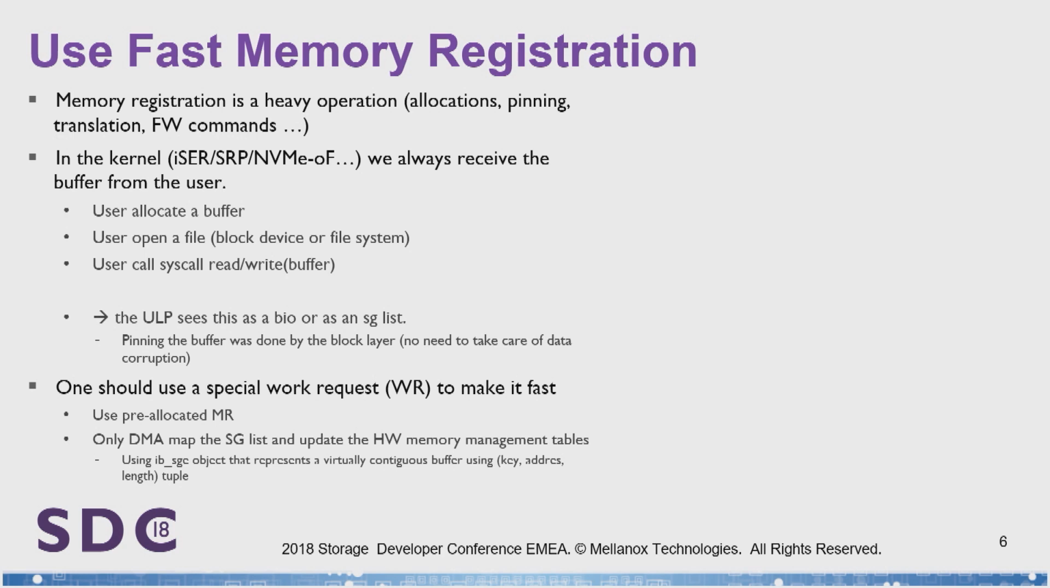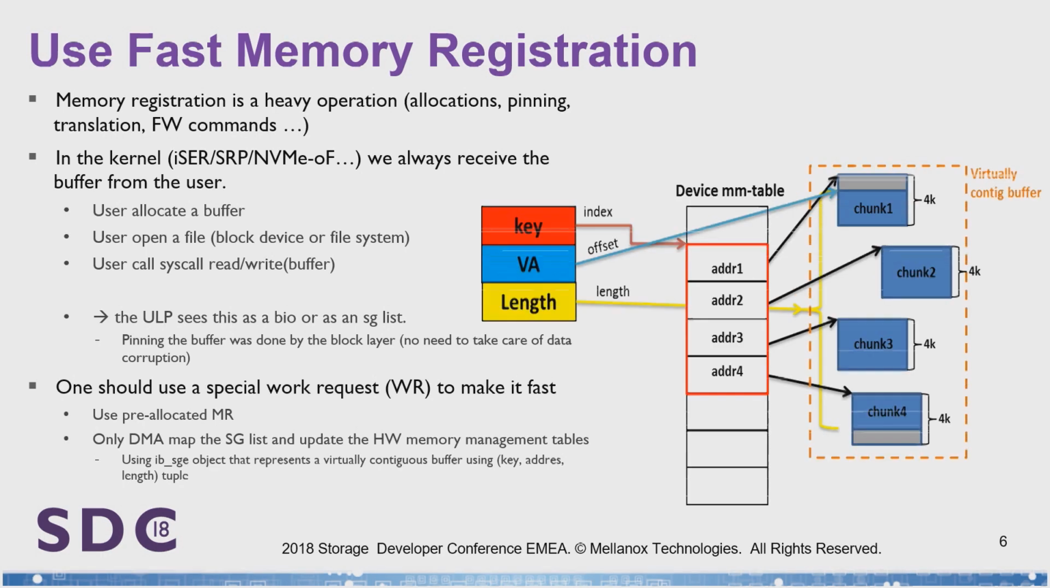So all we have to do is only allocate some memory region and map the addresses to a language that the hardware can talk. And this we can do with very fast and small work requests that we post on the send queue, and we don't harm our performance. So here we have an illustration of the object that describes this memory registration, and we use IBSG that includes key, address, and length.